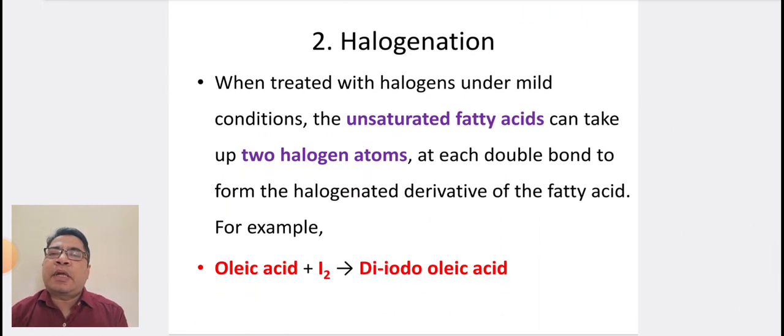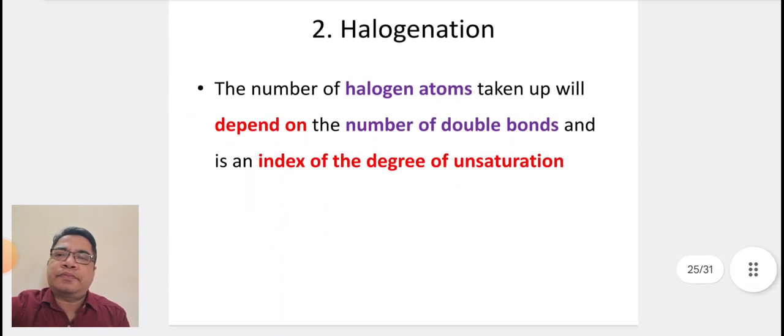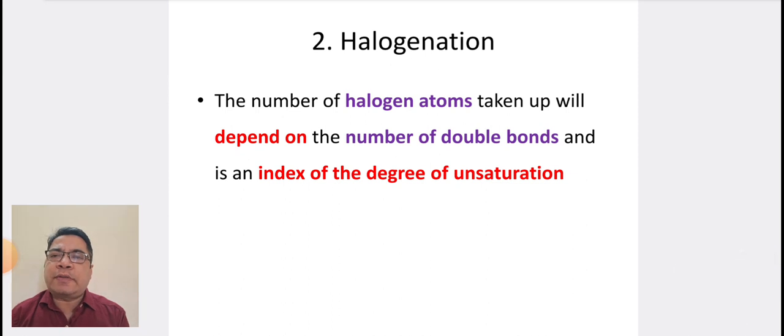Coming to the second property, halogenation. When treated with halogens under mild conditions, the unsaturated fatty acids can take up two halogen atoms at each double bond to form halogenated derivatives of fatty acids. Example: oleic acid and I2 give diiodostearic acid. The number of halogen atoms taken up depends on the number of double bonds and is an index of unsaturation.